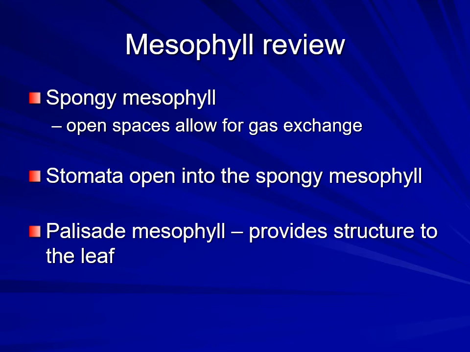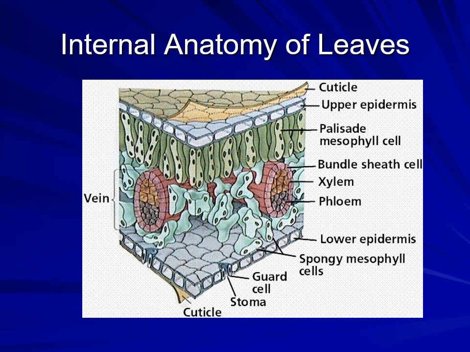Okay, so mesophyll review. We've got spongy mesophyll in the center of the leaf, which have open spaces to allow for gas exchange. We have stomata that open into the spongy mesophyll, whether it's a dicot or a monocot. And then, of course, for dicots, we have palisade mesophyll, which provides structure for the leaf so that it can be extended out horizontally and not collapse. Here's another diagram with the palisade cells, the spongy mesophyll, and the xylem. Remember, xylem is at the top, phloem's at the bottom, because phloem needs to be near where the sugars are being made, right?